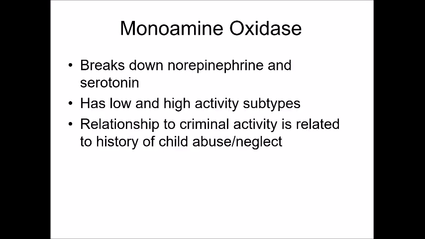Now I'm going to give you a specific example involving a gene for the enzyme monoamine oxidase. In the brain, this breaks down norepinephrine and serotonin, and genetically it comes in both a low and high activity subtype. And there's an interesting relationship between these subtypes and criminal activity and exposure to child abuse.